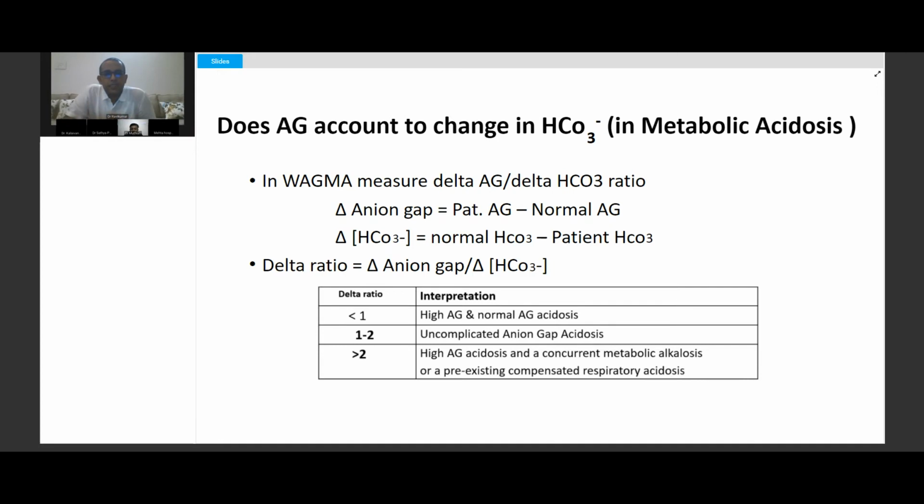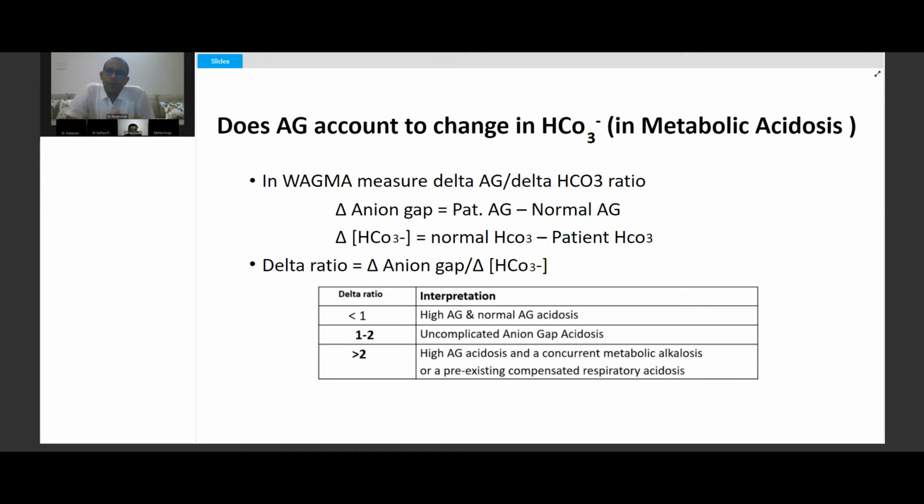How to calculate is basically doing a delta ratio between anion gap and delta bicarbonate. To calculate the delta anion gap is whatever the patient's anion gap minus your normal anion gap, and similarly whatever the patient's bicarb against the normal. When the ratios are equal, then you have only a high anion gap metabolic acidosis. If the ratio is more than 2, you have an underlying metabolic alkalosis.